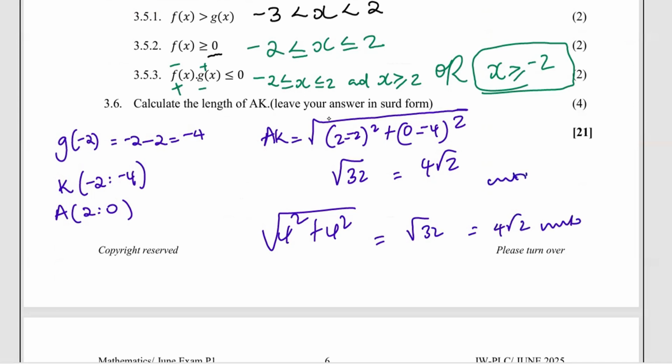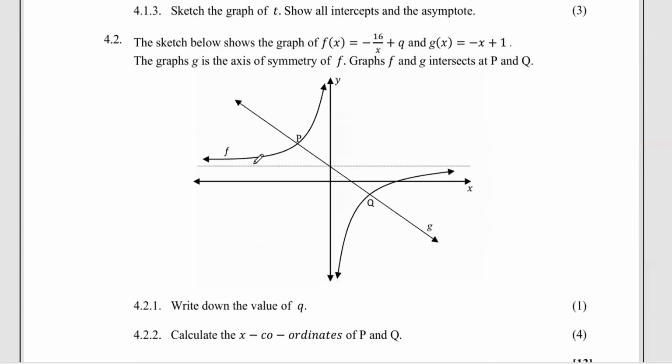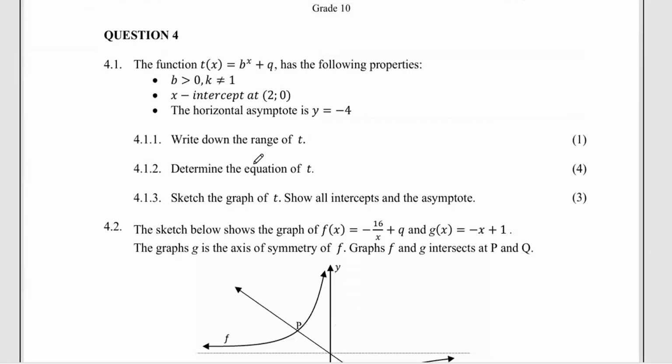All right, so that is the end of question number 3. Lastly, question number 4. Question number 4 is telling us that the function t of x is given as this. So we know that this is an exponential graph, okay? b is greater than 0, but k cannot be a 1. Where is the k here? I don't know. X-intercept at (2, 0). The horizontal asymptote is negative 4. Then they want us to write down the range.